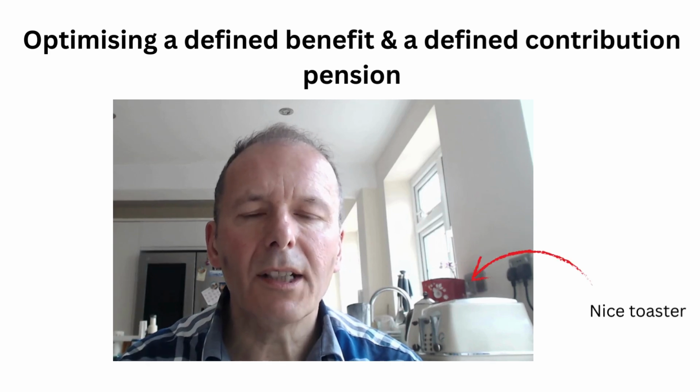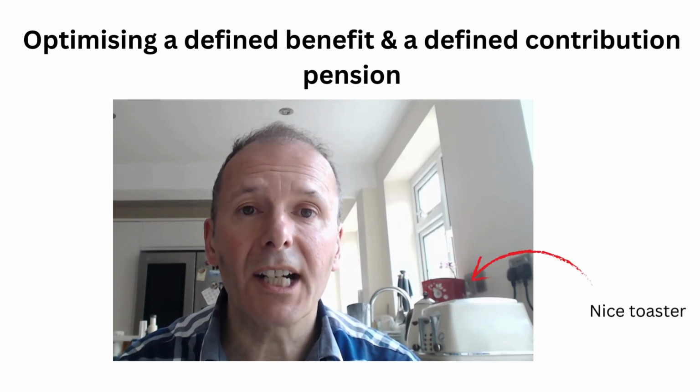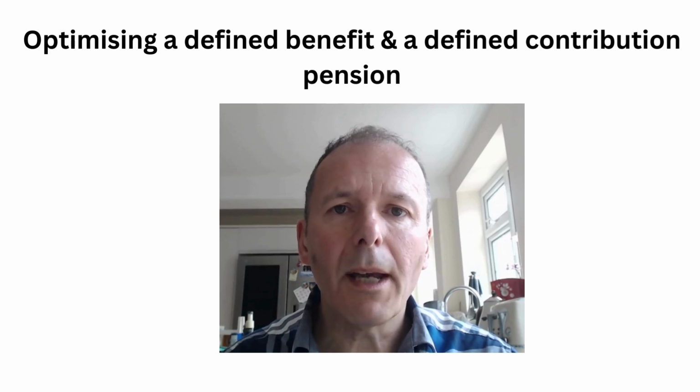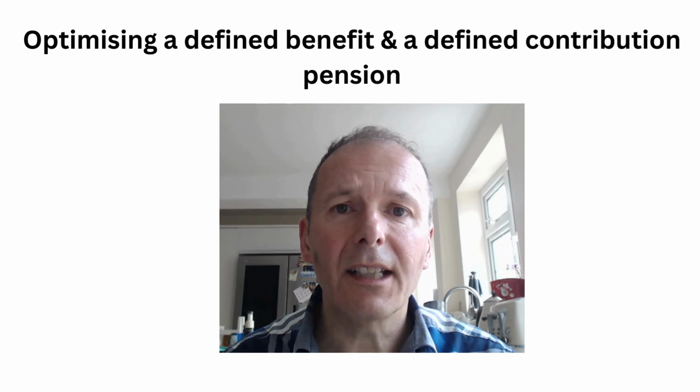Defined benefit pensions can have tax-free cash. Under the old pension rules, 25% of the value of any defined benefit pension was deemed to be tax-free cash, even if you weren't actually entitled to any such money. And now it's only the actual tax-free cash that you receive that will go towards the lump sum allowance.